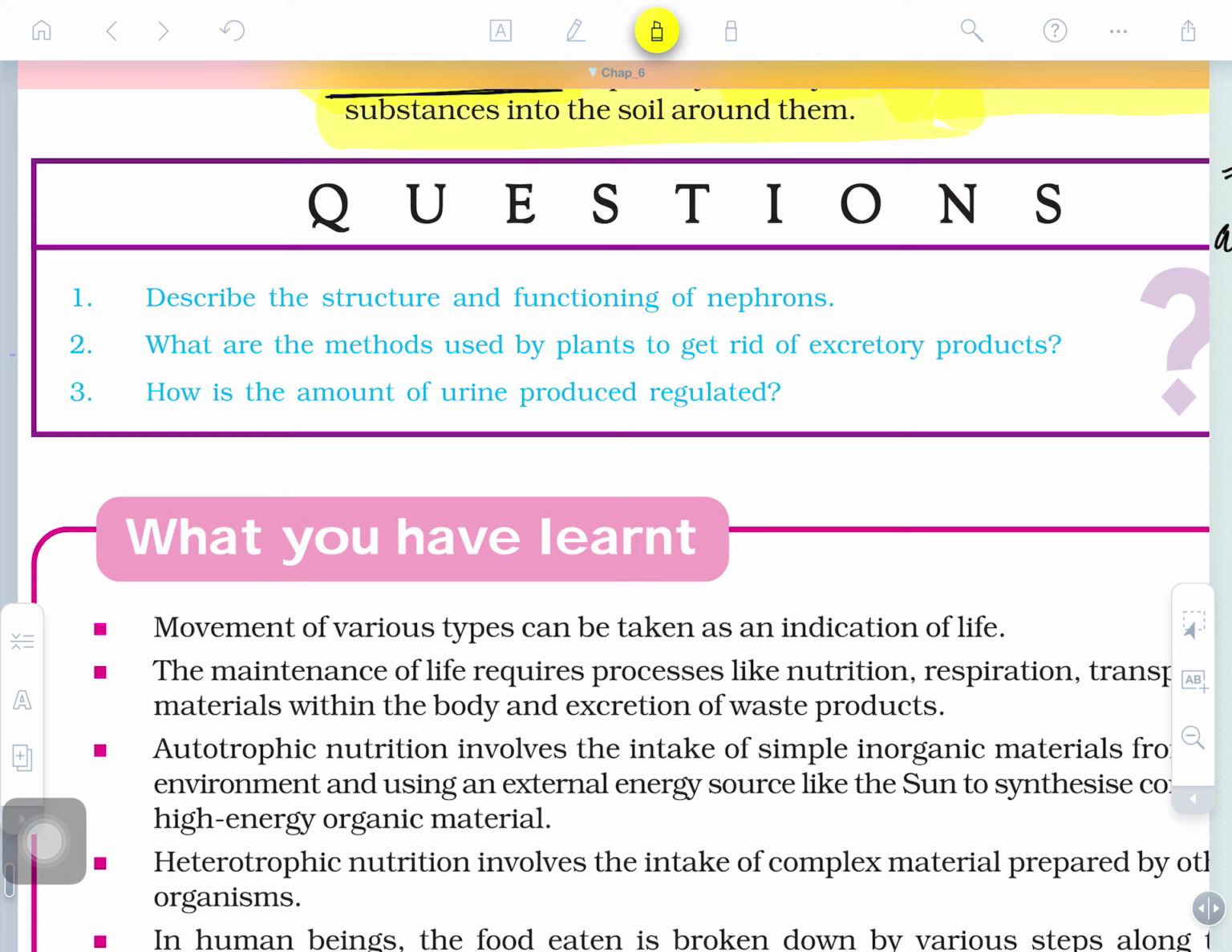Is that clear? How is the amount of urine produced regulated? So you just have to explain the process of counter current mechanism. You will not just mention exactly what happens, but you have to explain the concept of how the concentrations of ions and water in the blood are to be maintained here. So the reabsorption process is to be explained here. Is that clear, guys? These 3 questions are your home assignment. You just have to do 3 questions as home assignment.